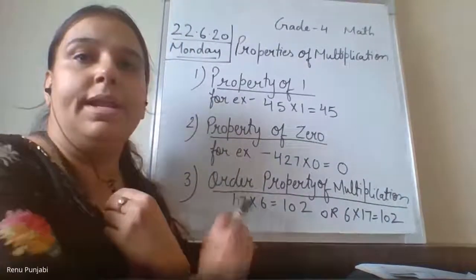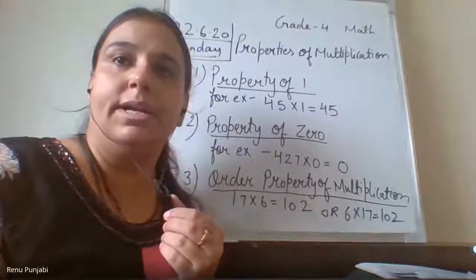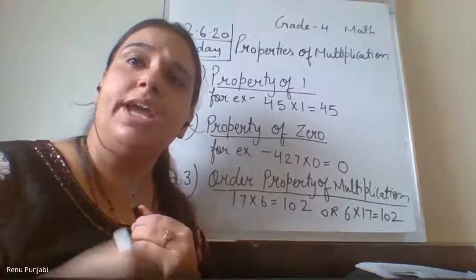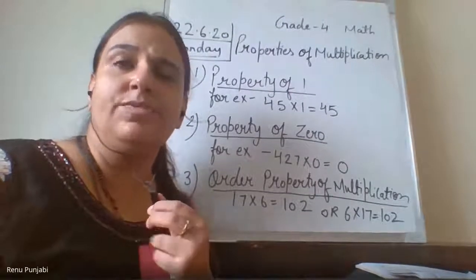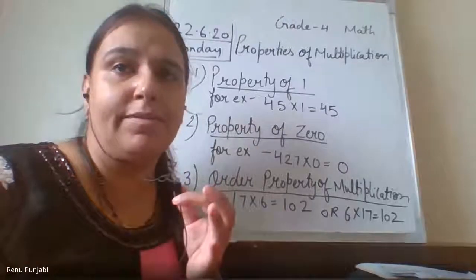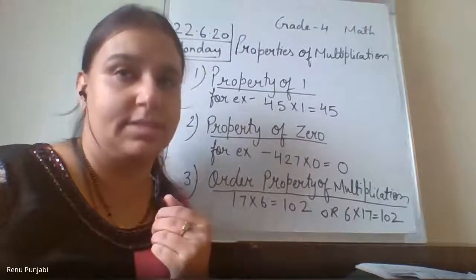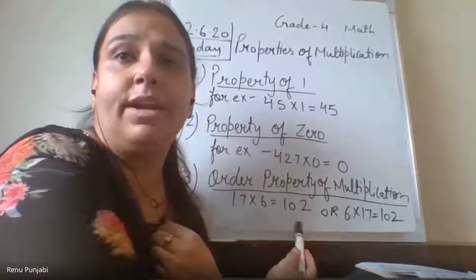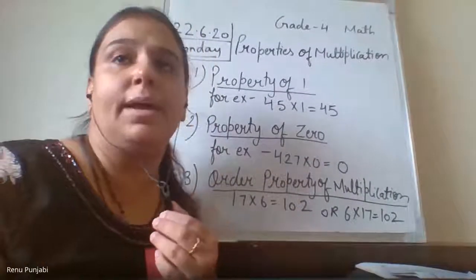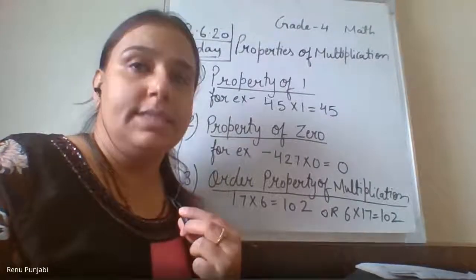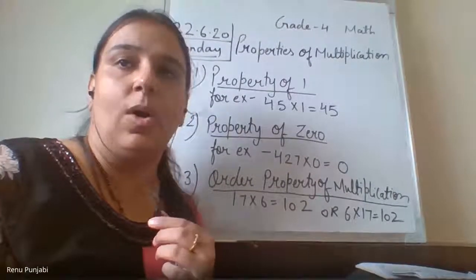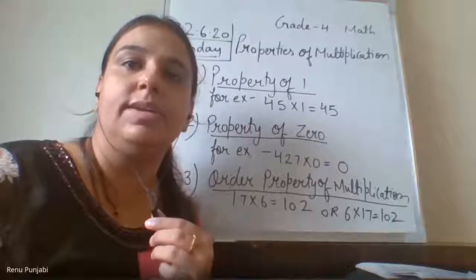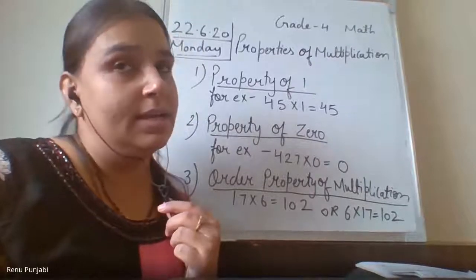Next, the third property is the order property of multiplication. Order property of multiplication means when you change the order of the numbers, 5 multiplied by 6 or 6 multiplied by 5 always gives you the same answer. I have taken the example here, 17 multiplied by 6 is 102, or 6 multiplied by 17 also gives you the same answer. So in multiplication, order property means if you change the order of the numbers, the product will be the same.